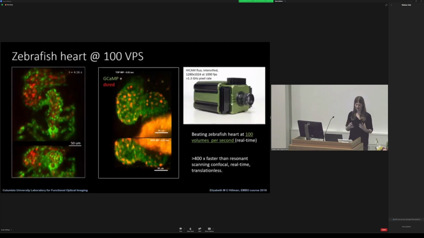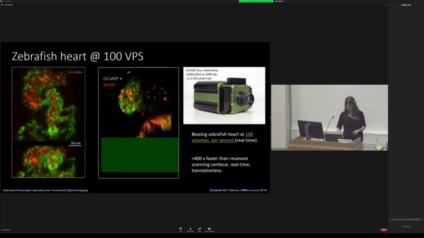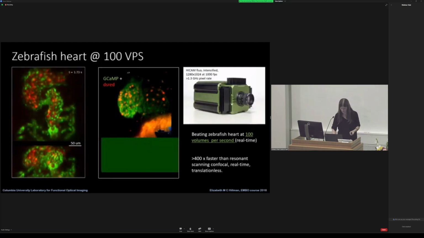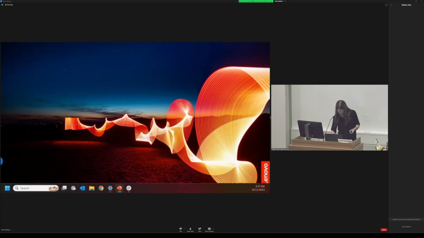So we needed real-time, three-dimensional imaging. We had to push the system up to 100 volumes per second, which required using this really fancy camera that can image at 1,000 frames per second, which is a 1.3 gigahertz pixel rate, which is so much faster than that 80 megahertz I explained to you at the beginning. It's ridiculous.